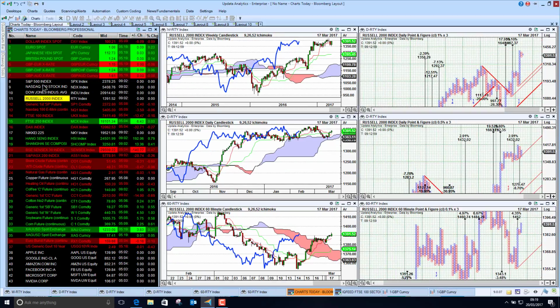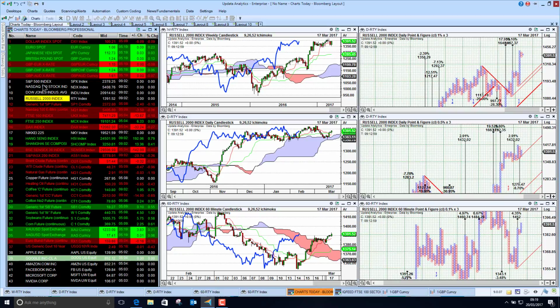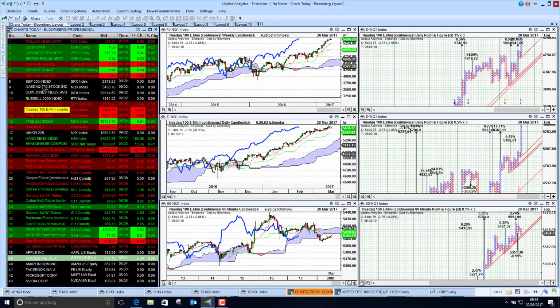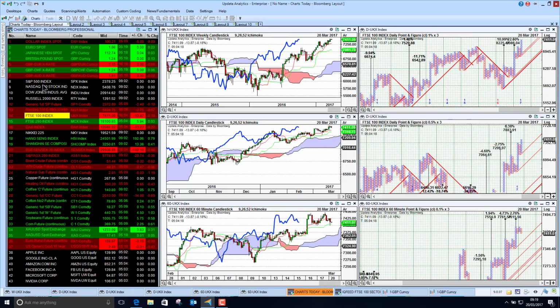And then we see the Russell, which has had a pretty poor March, just starting to recover through the cloud as well. The futures are down very slightly this morning, so no real heads up on what the US is going to do there.